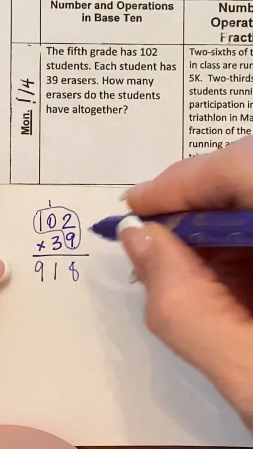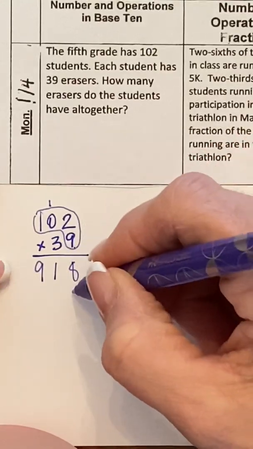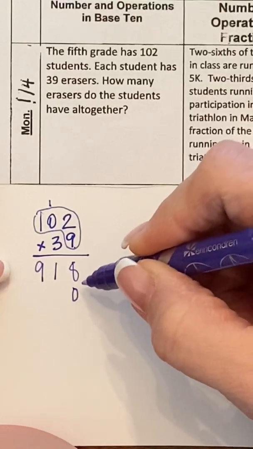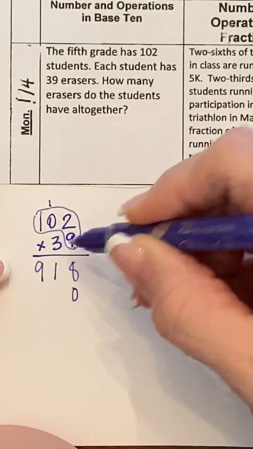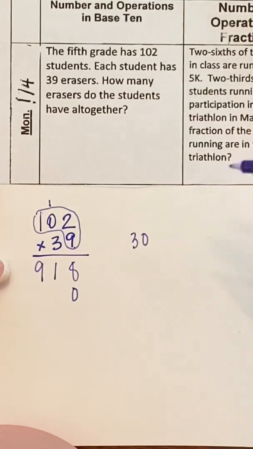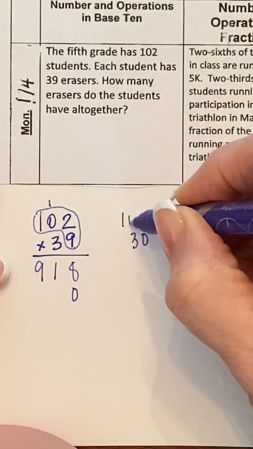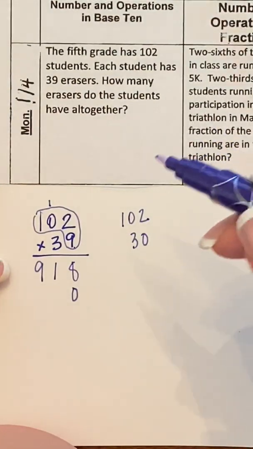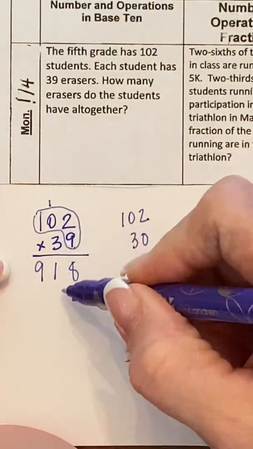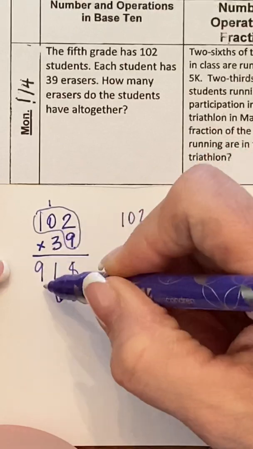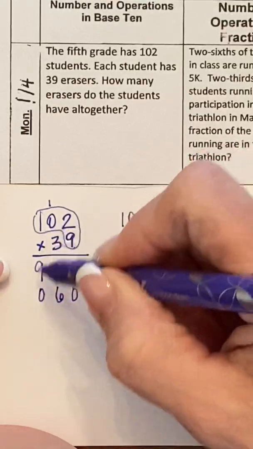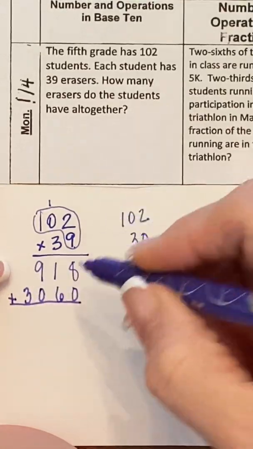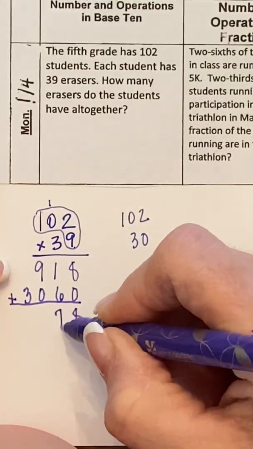Now the next time around, right here, we're going to put a placeholder of a 0, and the reason why we do that is because really the value of this 3 is 30. Because when we multiply, that's what we're really multiplying, 102 times 30. So you just put a 0 as a placeholder there. All right, 3 times 2 is 6. 3 times 0 is 0. And then 3 times 1 is 3. It's not that hard to complete this math. And then we'll go ahead and add down.